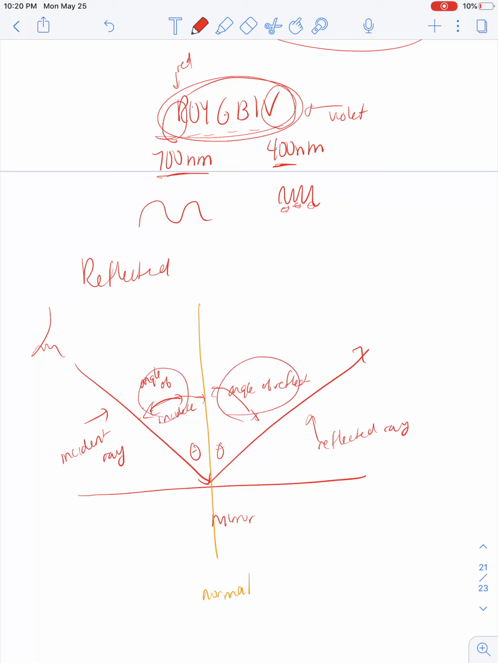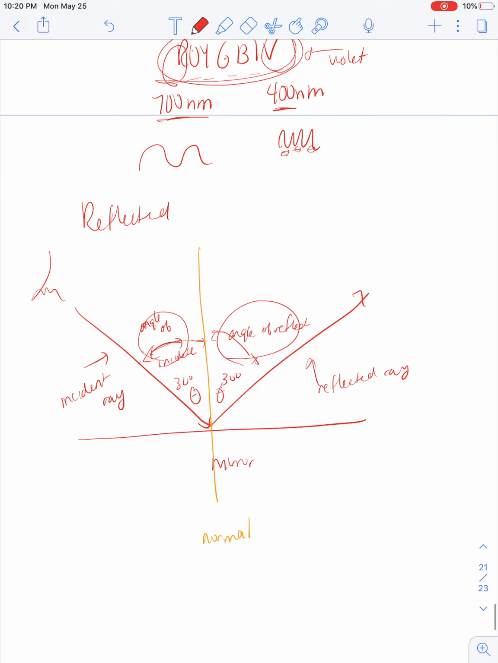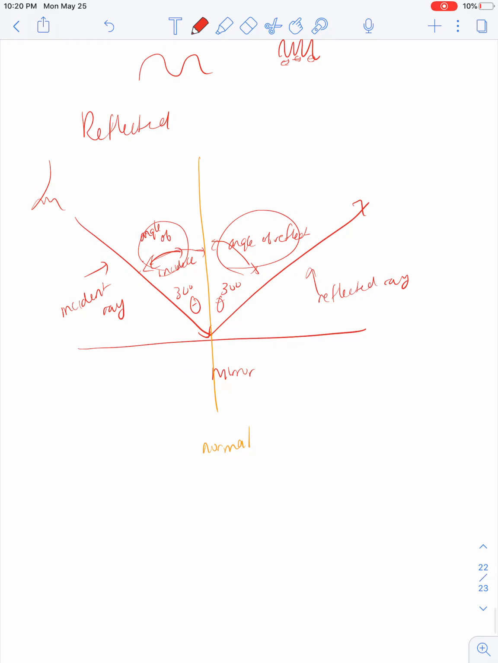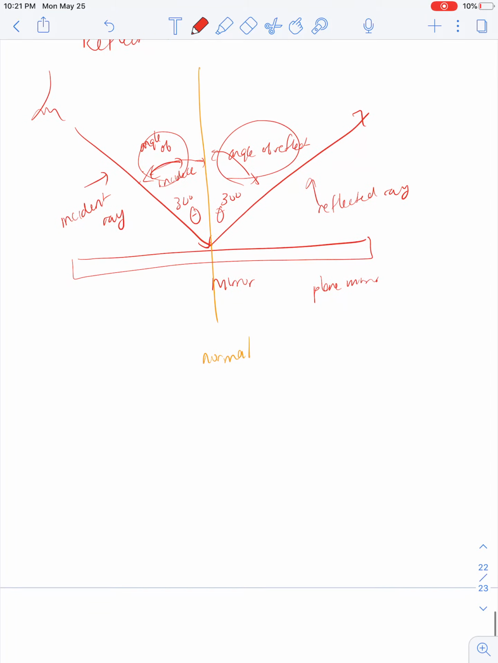And actually the angle of incidence equals the angle of reflection. So if this is 30 degrees, then this is also 30 degrees. They equal each other. And that's what you need to know about reflection. The incident ray and the reflected ray: if it's coming in at 30 degrees, it's also going out at 30 degrees. This is the plane mirror that they're landing on. Anyways, that's basically all you need to know for that.